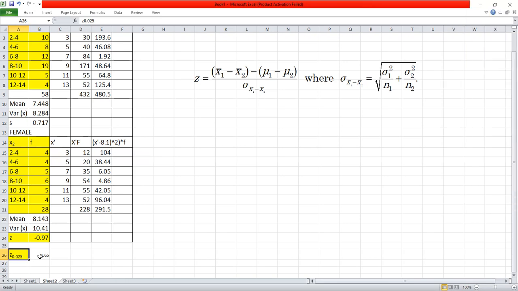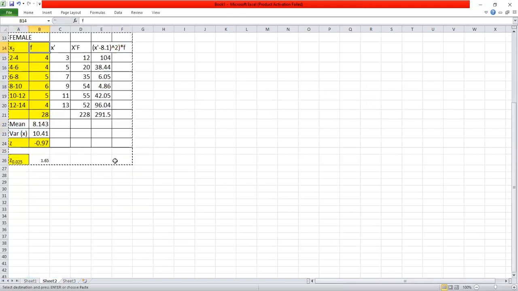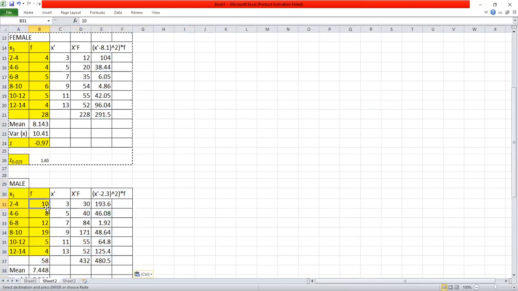So that is a large sample. Now let me do for you a small sample. I just pick the same data. We don't have to waste time here. Pick the same data and bring it here. Small sample. Now we ensure that the N1 plus N2 is less than 30. So I just change this to 2, 4, 1, 5.